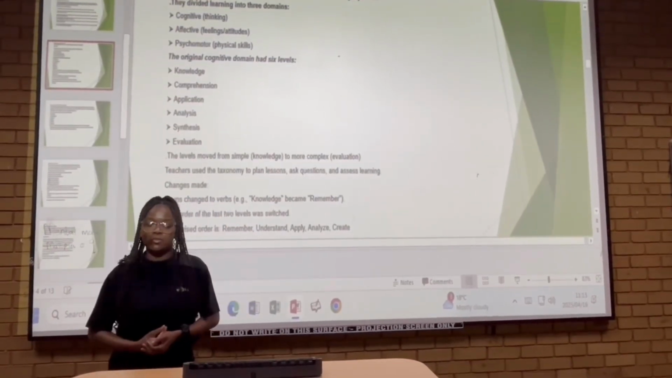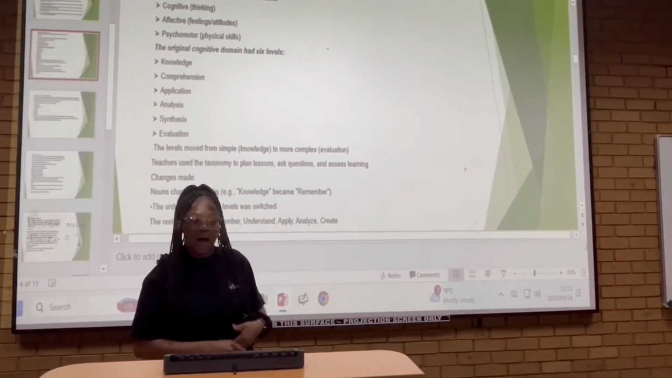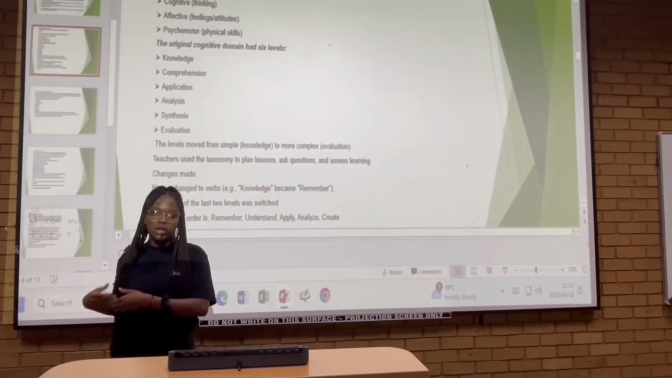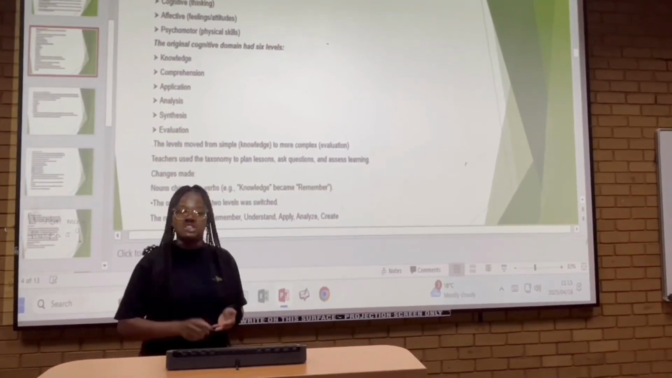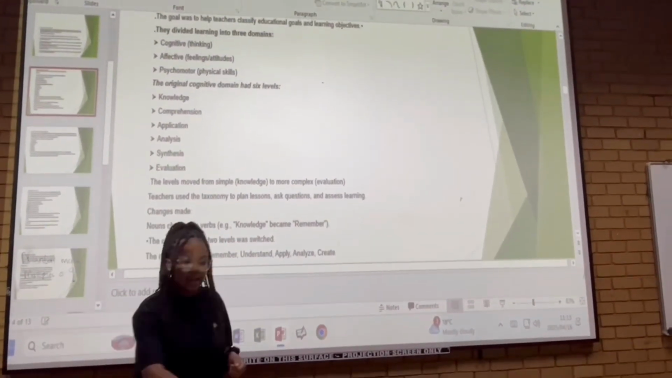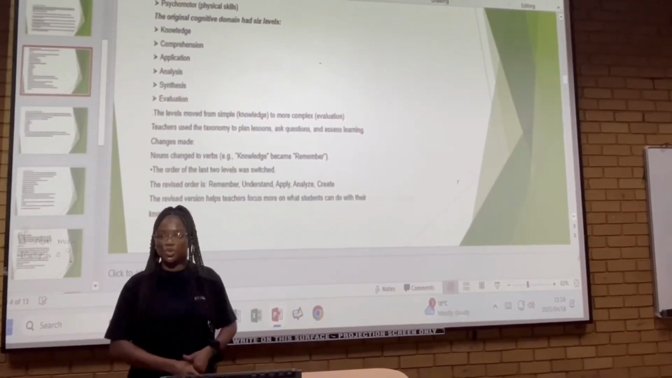Teachers used Bloom's taxonomy to plan lessons, assess learners, and also ask questions. Changes were made. Nouns changed into verbs, e.g. knowledge became remember. The order of the last 2 levels was switched. The revised order was remember, understand, apply, analyze, evaluate, and create. The revised version helps teachers to focus more on what learners can do with their knowledge.